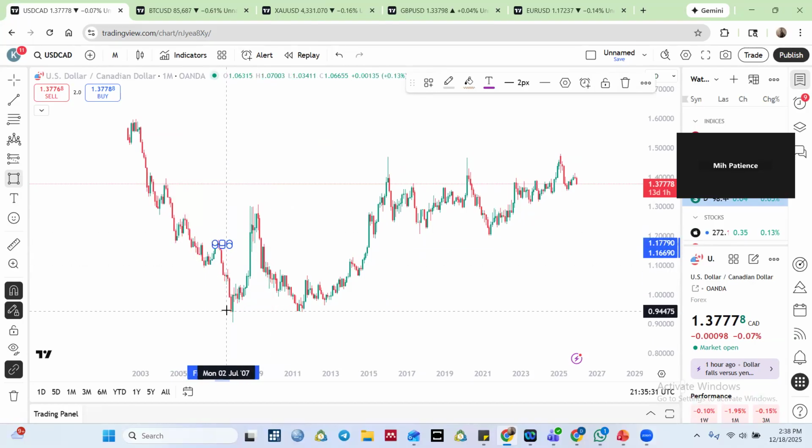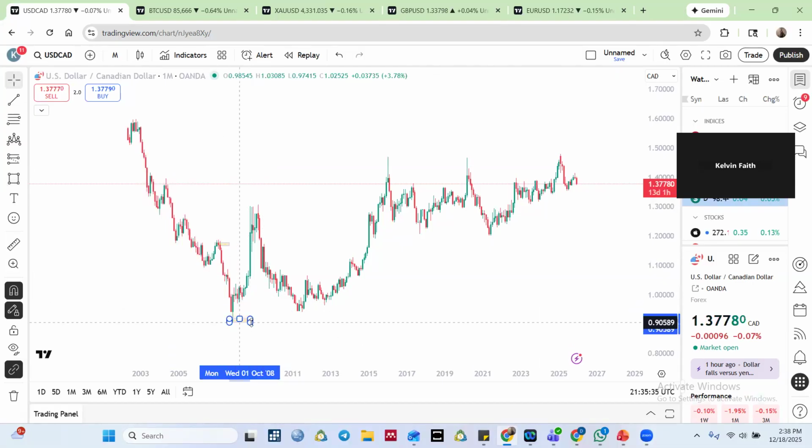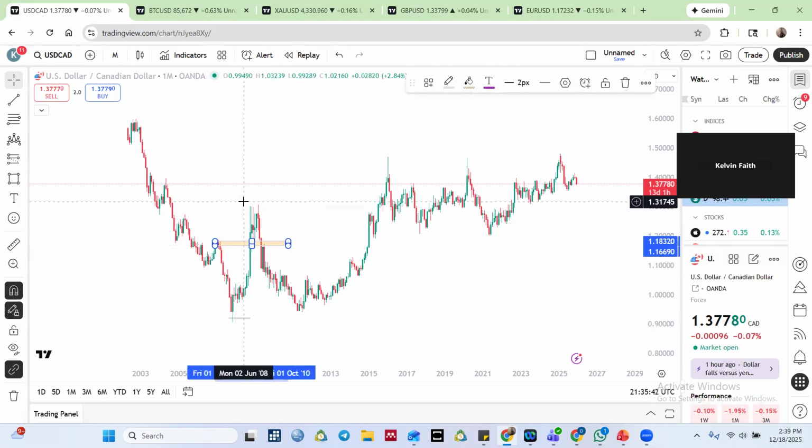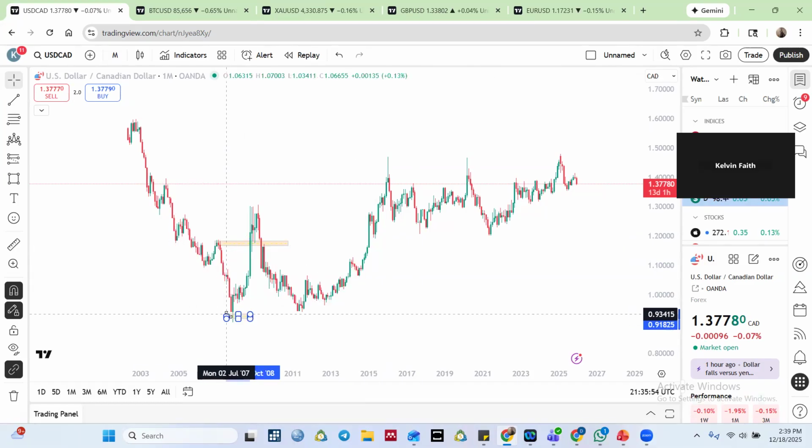From that high, the market was able to pull back up and crashed this high out. This move means break of structure or intention to go bullish. The last important high after making this low has been taken out.